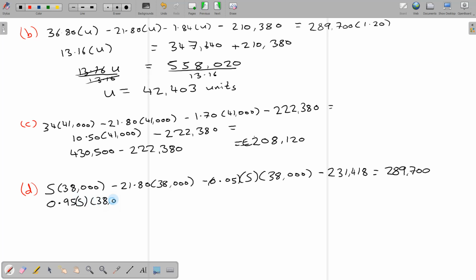multiplied by 38,000. Now you don't have to do this, but I'm combining this and this. Again, quite mathsy. I'm going to create a variable cost straight up. So 21.80 by 38,000 is 828,400 minus 231,418.